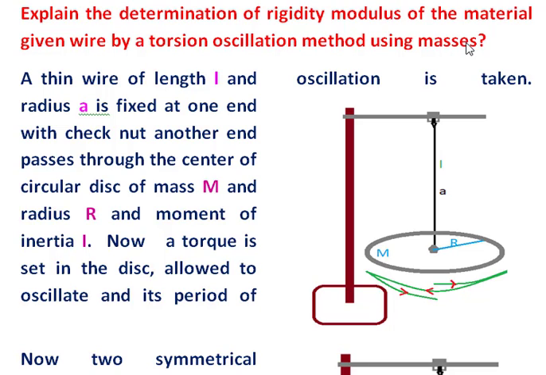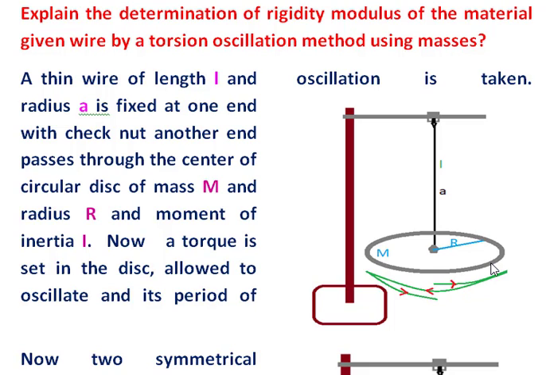A thin experimental wire of length L and radius a is fixed at one end with a check nut, and the other end is passing through the center of a circular disc of mass M. The radius of the disc is R, and the moment of inertia produced by the circular disc is I.